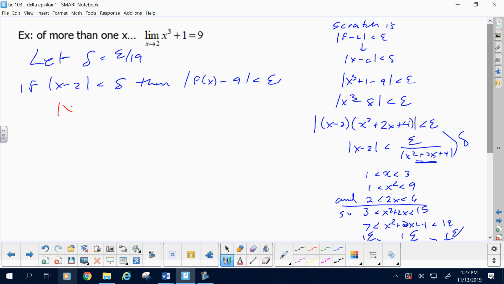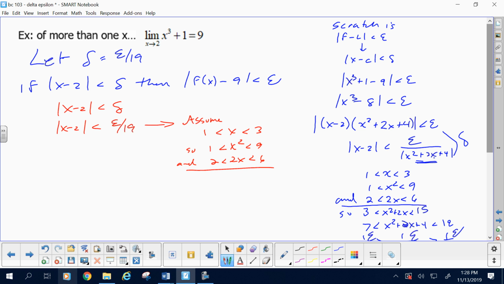All right, now let me show you. It goes something like this. If x minus 2 is less than delta, then x minus 2 is less than epsilon over 19. Now, epsilon over 19, where's that coming from? Well, if we go with the assumption that x is close to 2, so let's say between 1 and 3, then I need to eventually build up this big old mess. So that's where I'm going to peek up at my notes. That means x squared is between 1 and 9, and 2x is between 2 and 6. And so by adding those two pieces, I would get x squared plus 2x is between 3 and 15.